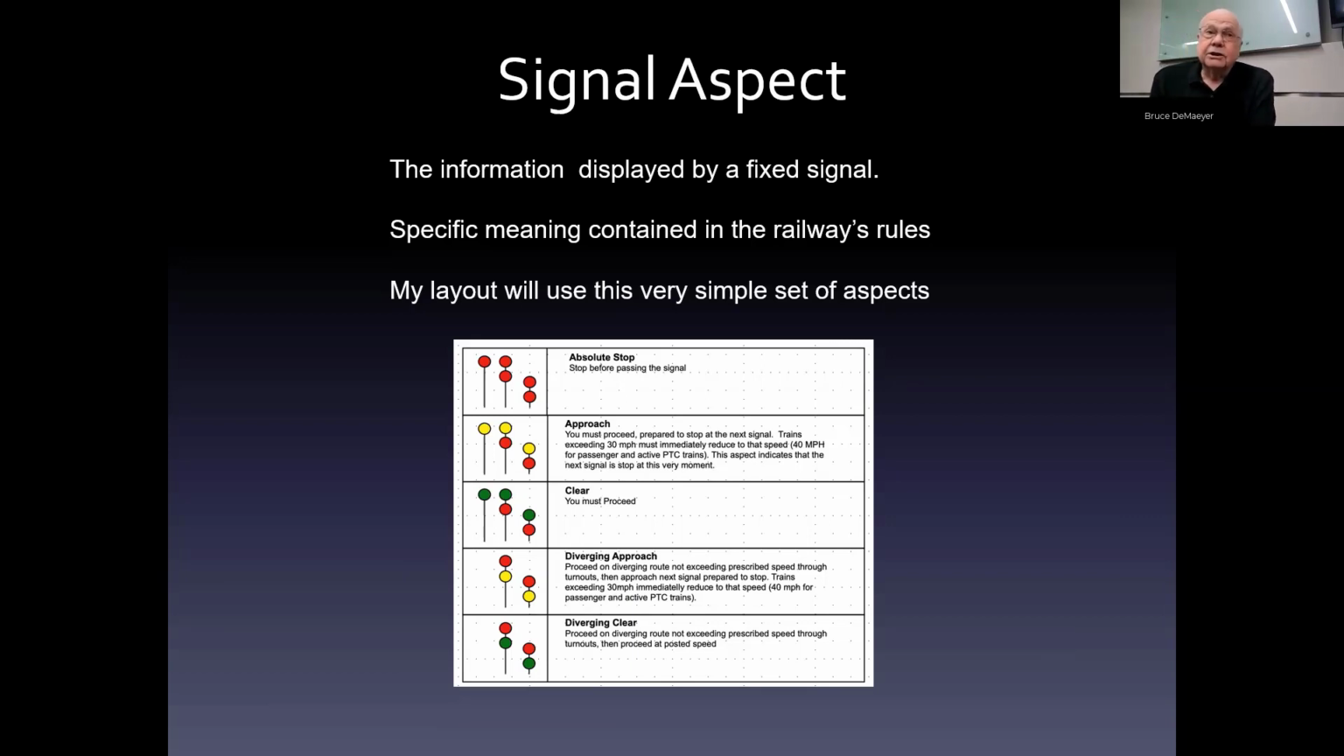And I think all of us should think of it in the same way: that you want this to be simple. You want it to be demonstrable to the engineers who are operating on your layout. And you want the people who are coming to visit your layout to see it operate. They want it to be something quite simple. Okay. And so there will be these absolute stops: approach, clear, diverging approach, and diverging clear. Those will be the dominant displays of my aspects.